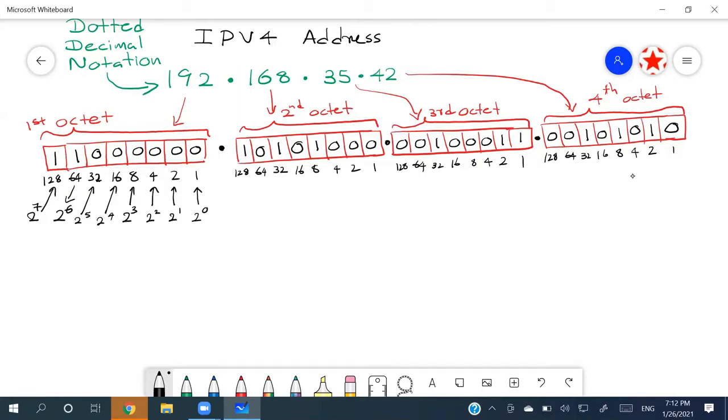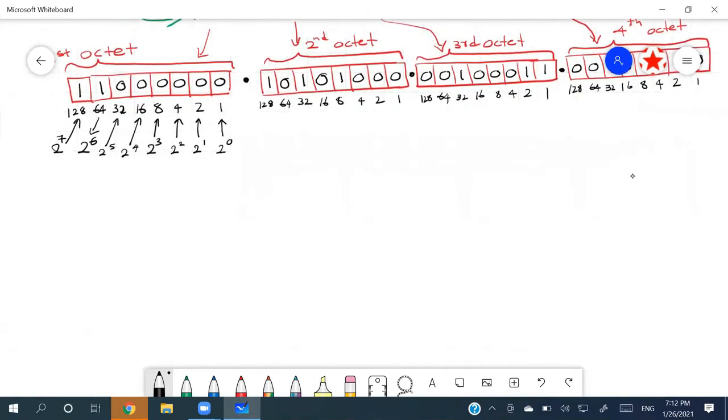Right? So because of that, we generally say an IP address has 2 parts called net ID and host ID. Right?